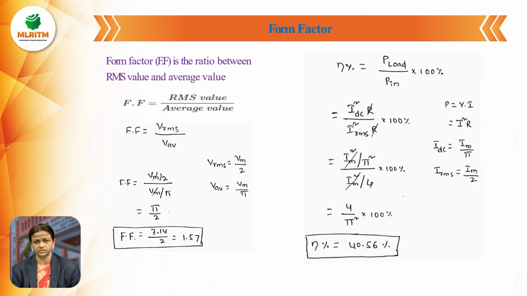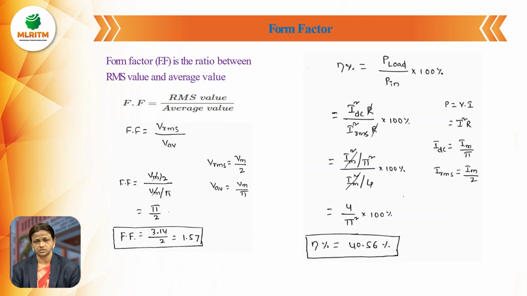Our aim is to avoid these ripples, the unwanted AC component. For that, go for filter circuits. For this half-wave rectifier, across the load RL, connect one capacitor. So what is the efficiency of the half-wave rectifier? The efficiency of the half-wave rectifier is 40.56 only. That means only 40% of the AC signal is converted into DC. The remaining 60% is unwanted AC component.